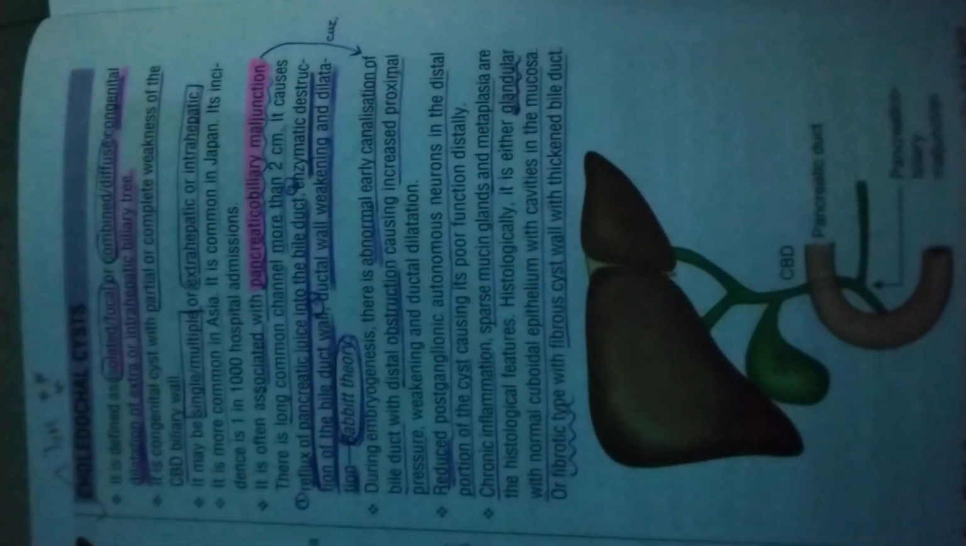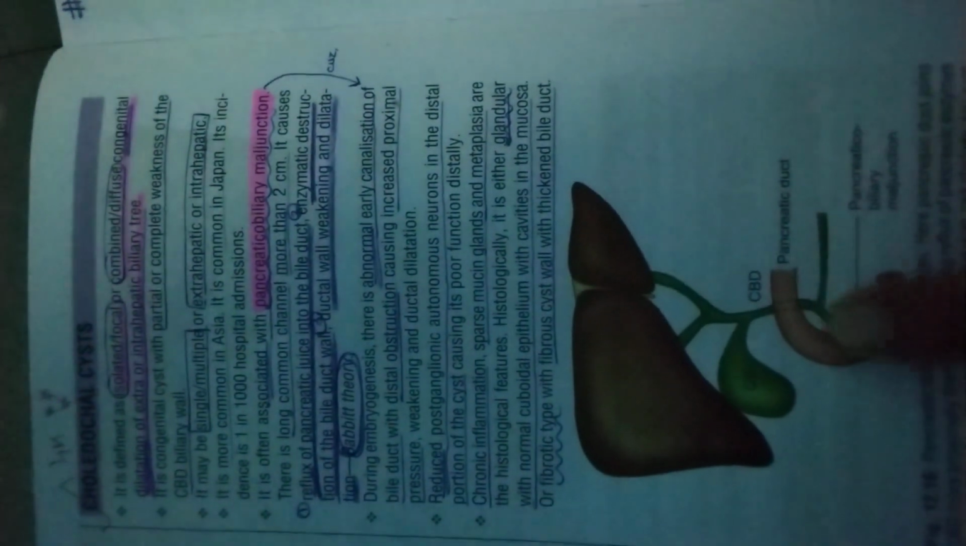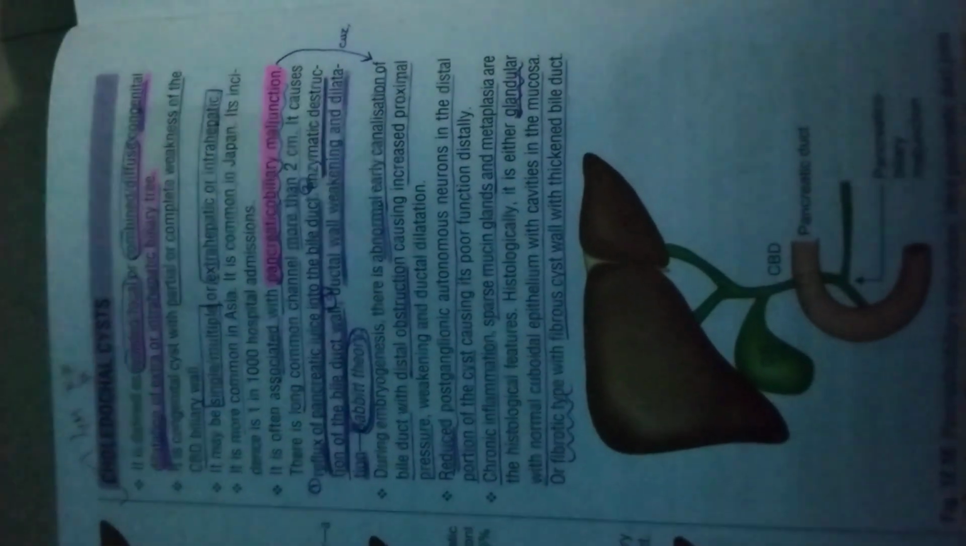When you talk about pancreatico-biliary maljunction, you say the common channel between the common bile duct and the pancreatic duct becomes more than 2 centimeters. Because of this, there is reflux of pancreatic enzymes into the biliary tree, causing enzymatic destruction of the biliary tree walls, leading to ductal wall weakening and dilatation. This is according to Babbitt's theory.